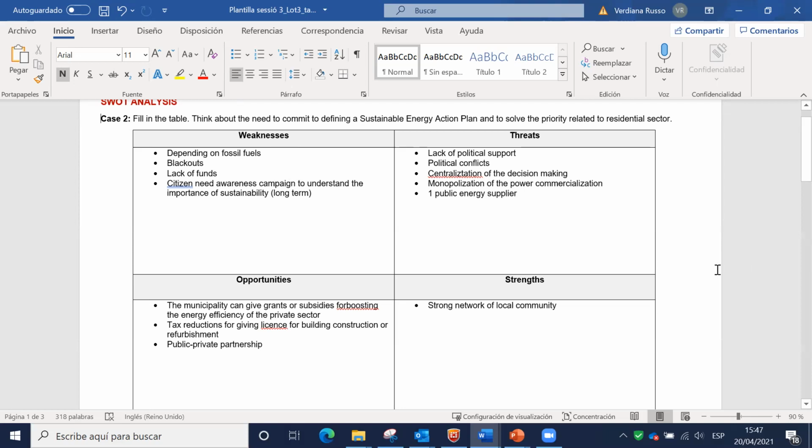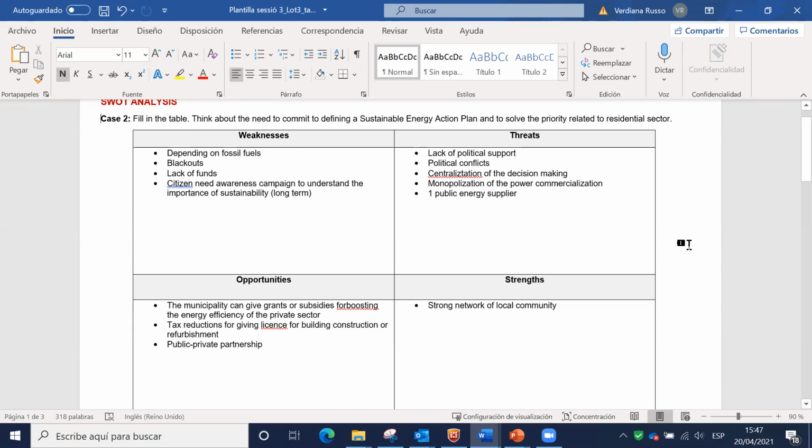Concerning the threats, we discussed the threats faced in Lebanon mainly, and it's the lack of political support and the political conflicts, the centralization of the decision-making and the monopoly of the power, and it's generated by one supplier, the BDL.